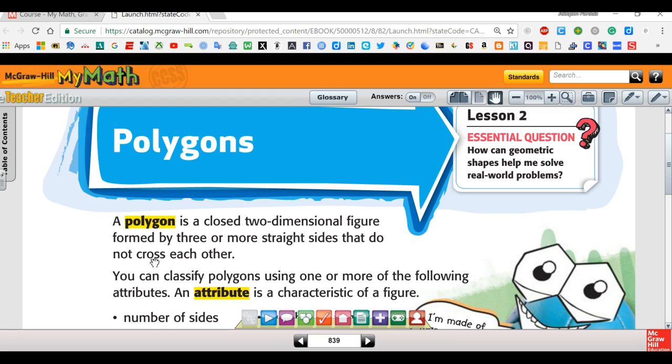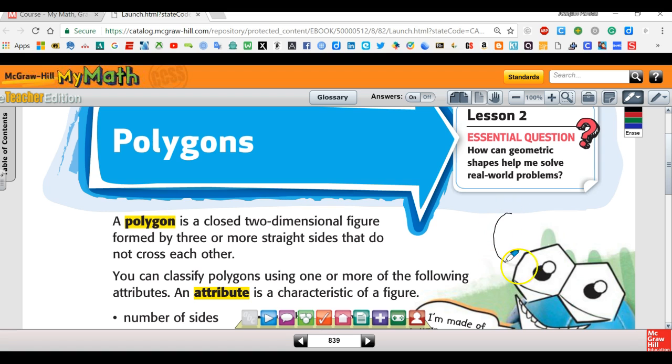All right, this is chapter 14, lesson 2. Okay, we're going to talk about polygons. A polygon is a closed two-dimensional figure or shape formed by three or more sides. So, if I had something like this, okay, three or more straight sides.